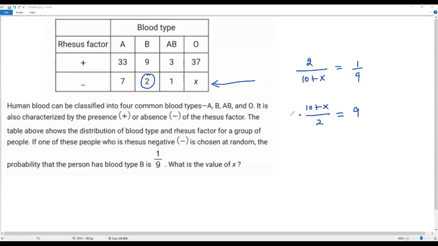Now multiply both sides of the equation by 2 to get rid of the denominator over here. So this 2 will cancel out. 10 + X equals 9 times 2, which is 18. Now let me subtract 10 from both sides. When I do so, the positive 10 and negative 10 will cancel out. I'm getting X equals 8. So I've solved for X. The value of X is 8.